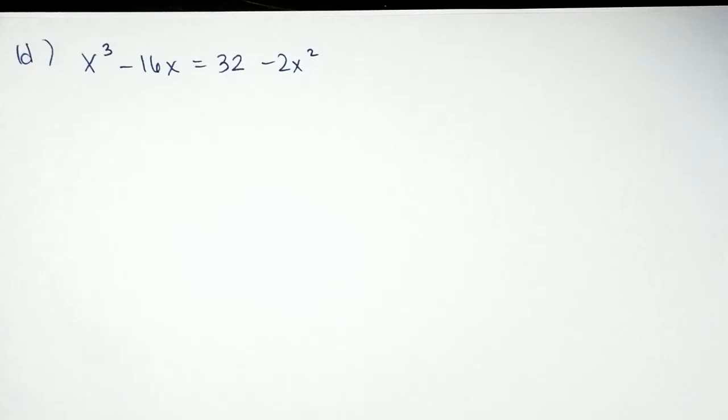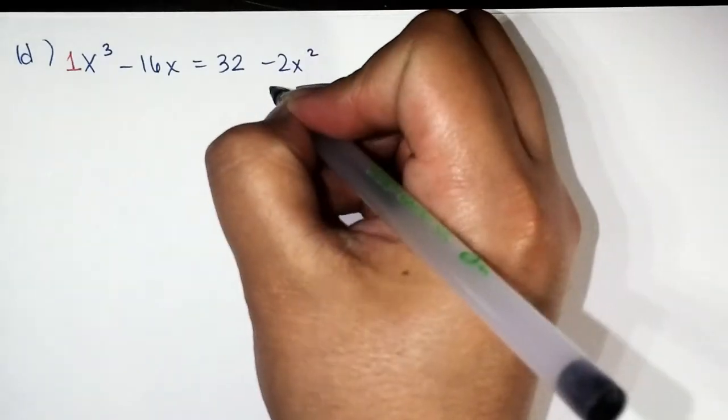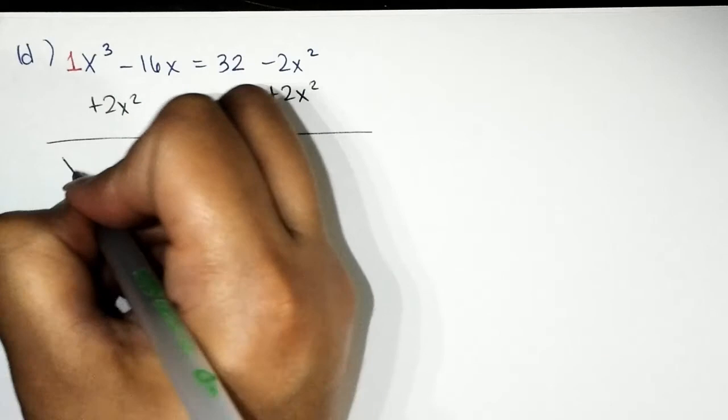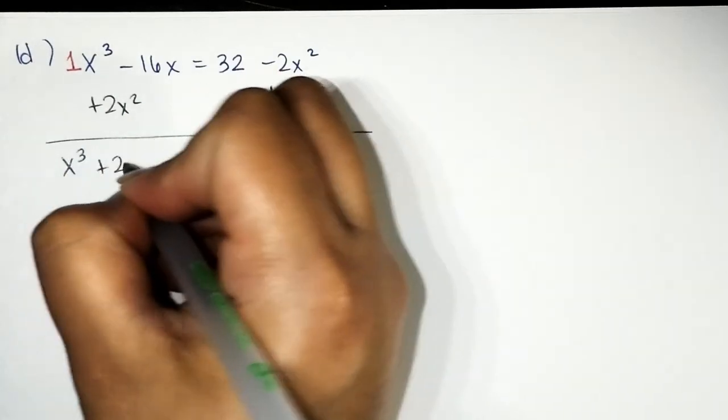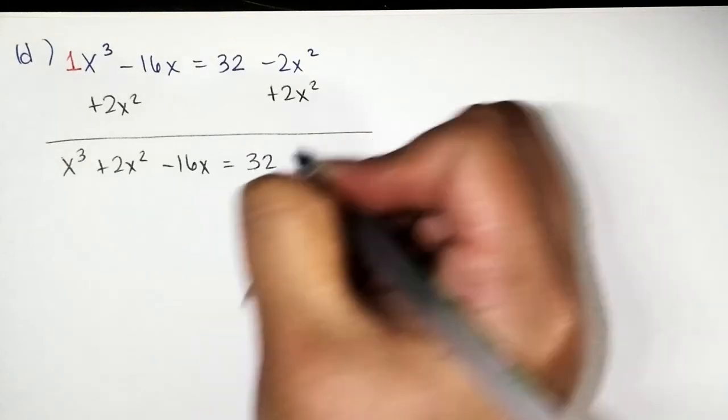So let's do this. First step is to set the equation equal to 0. Now, right now, the leading coefficient is positive 1, and I need it to stay positive. So for that reason, we're going to shift these terms to the left. So let's move them one at a time. So we'll move the squared term. So we're going to add 2x squared to both sides, and that will leave us with x cubed plus 2x squared minus 16x is equal to 32.